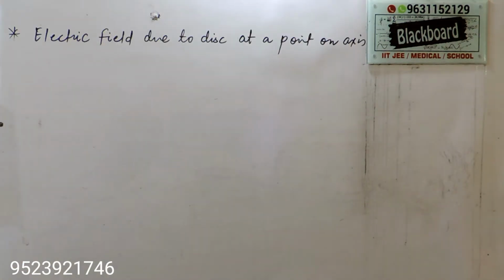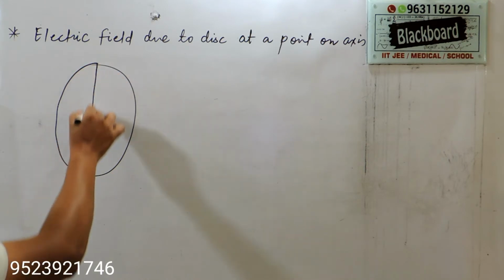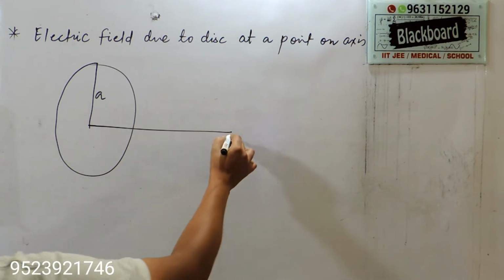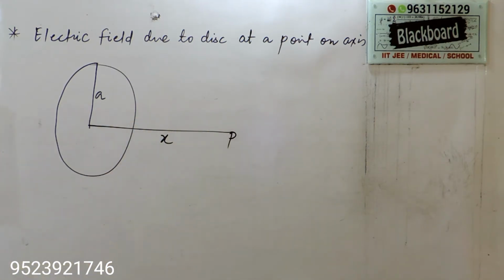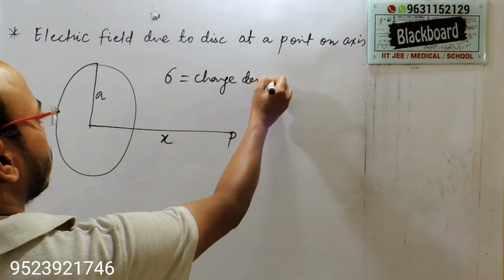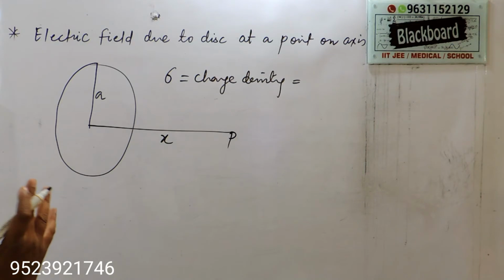Here we are going to find the electric field due to a disk at a point on the axis. That means the electric field caused by a disk of radius a. Let this be a disk having radius a. This radius is a, this is the axial point P at distance x, and sigma is the charge density. Charge density means charge per unit area.